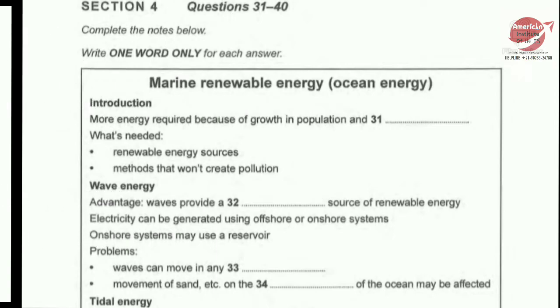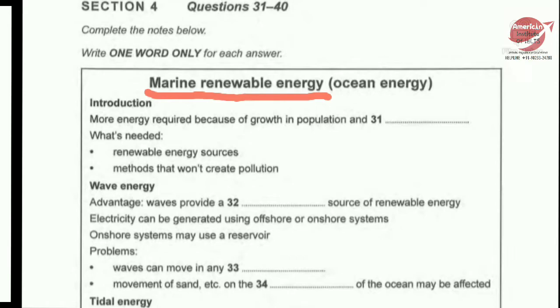Okay, students, so this is the last activity of section 4 fill-ups. And now for questions 31 to 34, you can see it says write one word only for each answer. And often in these activities, students by mistake write 2 words or choose a wrong word. So again, I would say go through the instructions, and secondly, if you predict or understand what this section is about, you will be able to write a correct answer. Okay, so it's about marine renewable energy, that is ocean energy, renewable energy as you all know.